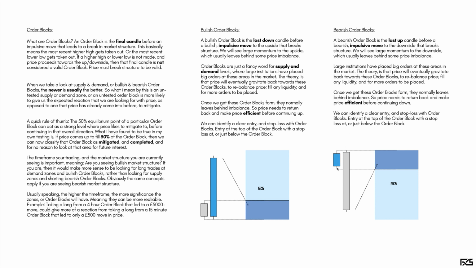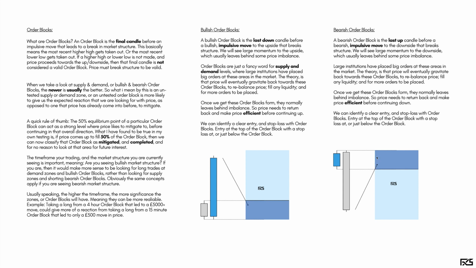So this is the order block. Price impulsively moved away, leaving behind imbalance and liquidity. Price needs to return back and make price efficient before continuing down. So we tap in, rebalance price, and then we continue to the downside. Now, we can identify a clear entry, so we can enter with a limit order at the base of the order block, so we take the wick, with a stop loss at the top of the order block, or we can account for spiking and put it 2 pips above just to give us that leeway.